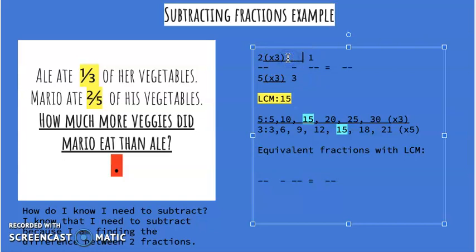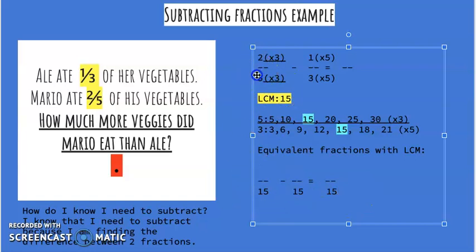Now for my second fraction, I'm multiplying my denominator by 5. So whatever you do to the bottom, you must do to the top. So I already know, guys, that my denominator for both of my fractions is going to be 15, because that's my least common multiple. But also, I'm going to already put 15 in my answer, because anytime you're adding and subtracting, your denominator doesn't change.